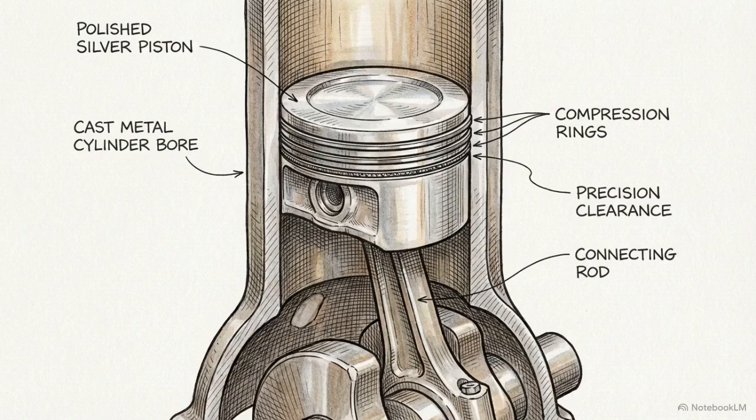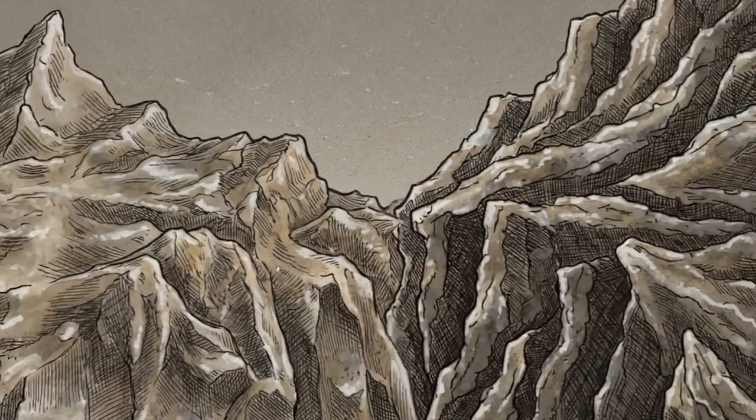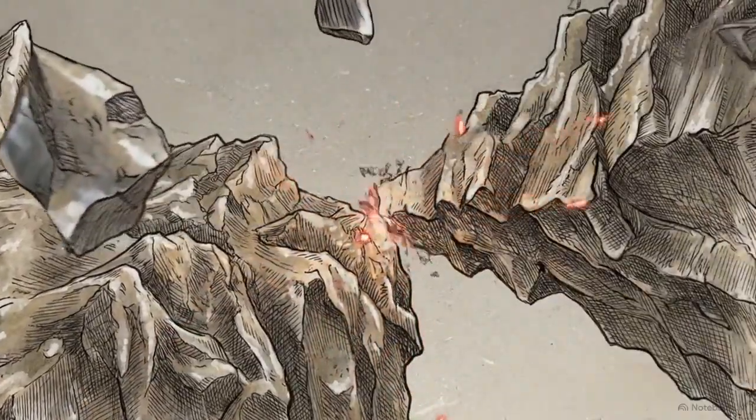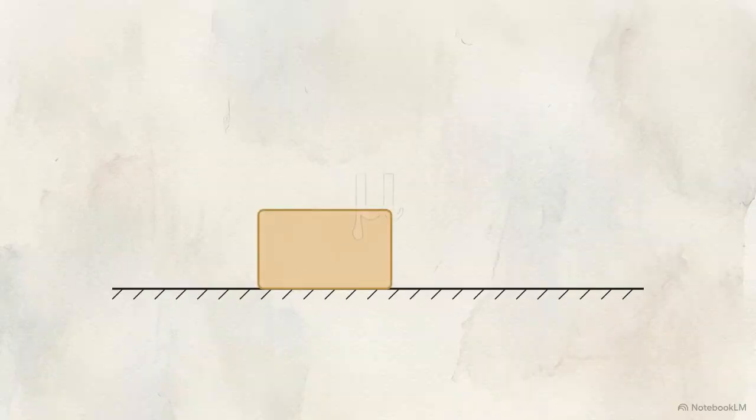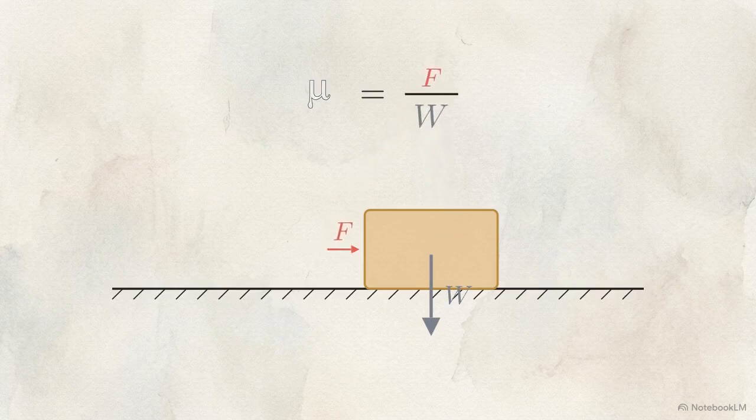Inside an internal combustion engine, metallic components slide against each other thousands of times per minute. Without intervention, microscopic peaks and valleys on these surfaces catch and tear, converting kinetic energy directly into heat and mechanical wear. We quantify this resistance mathematically. The coefficient of friction, denoted by the Greek letter mu, is calculated by dividing the force required to slide an object over a surface by the weight of that object.